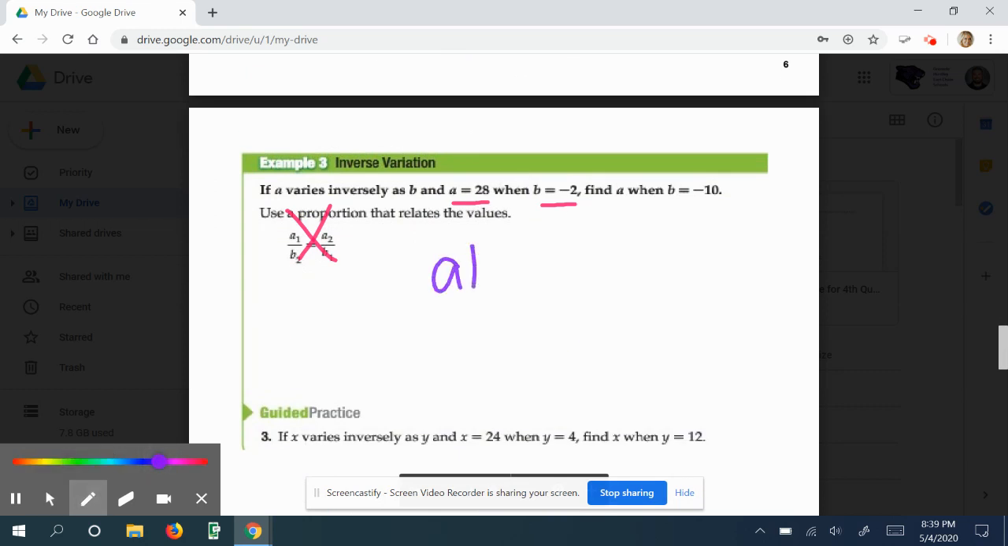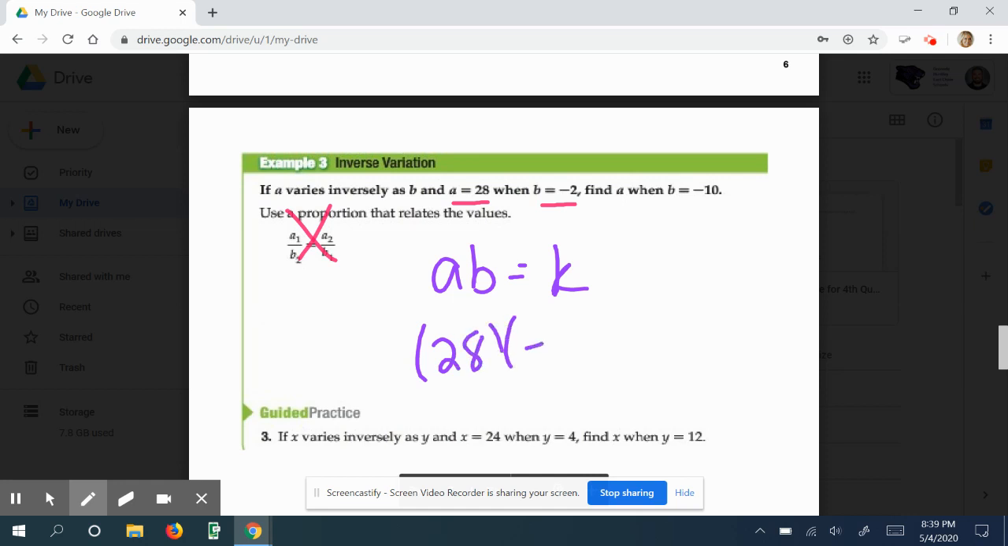So a times b equals some k, right? And so we know that a is 28 and b is negative 2, and then we have k, right? Well, 28 times negative 2 is negative 56. So that's what our k is equal to. And that helps us in the next part.